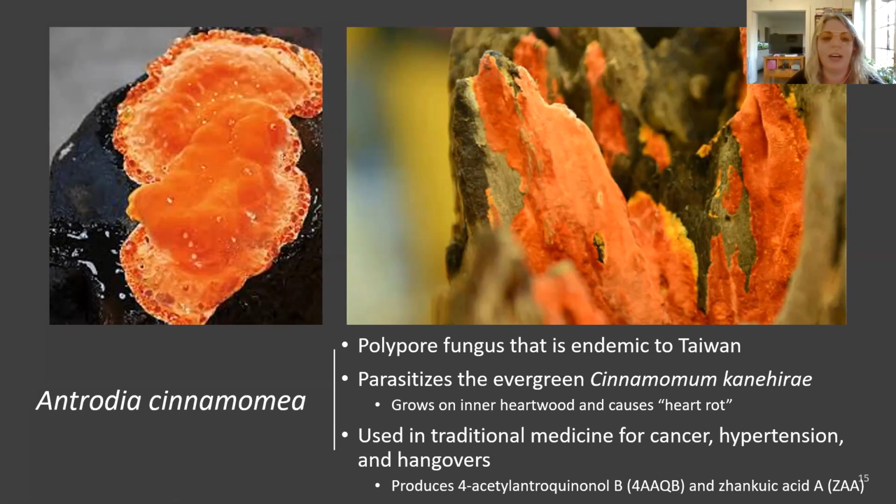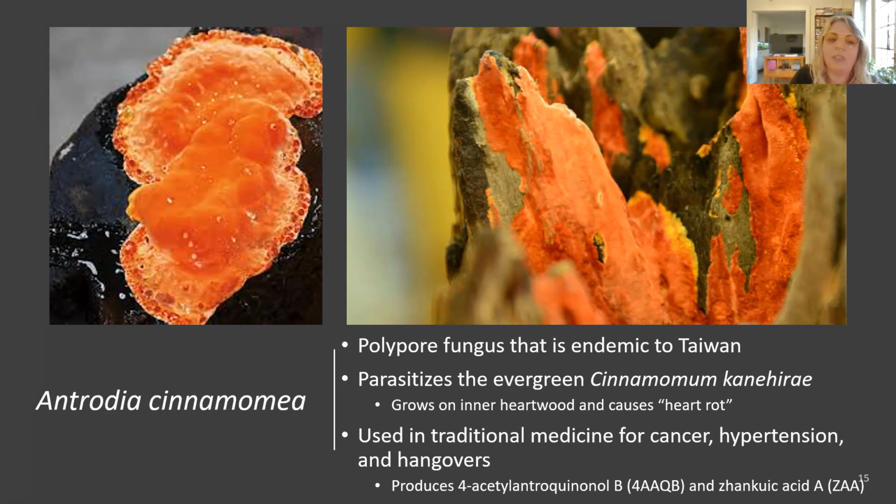So this mushroom grows on the heartwood wall of the evergreen tree Cinnamomum kanehirae, which, as you can guess, is sometimes harvested for cinnamon. And since this fungus likes to grow on the heartwood of the tree, damage done to the tree by this fungus is often referred to as heart rot, which I thought was really adorable. And it's commonly used in traditional medicine as a remedy for cancer, hypertension, and hangovers.